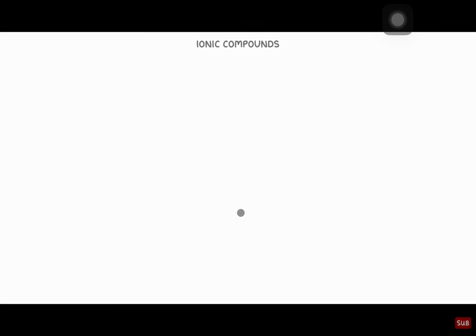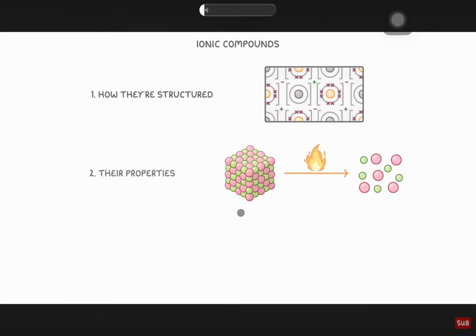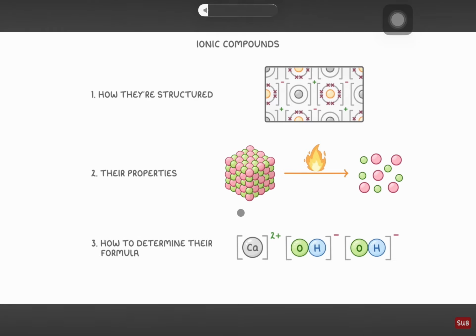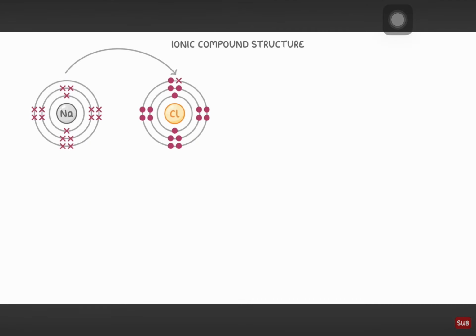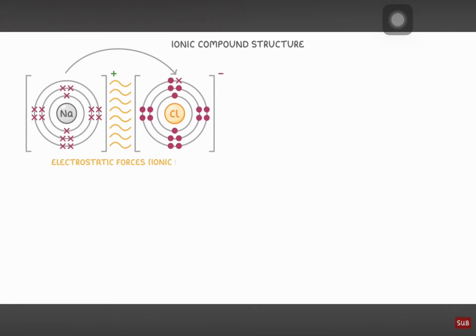compounds, with a focus on how they're structured, what their properties are, and how we can determine their formula. If you remember ionic bonding, it generally involves a metal atom, like sodium, transferring one or more electrons to a non-metal atom, like chlorine, to form two oppositely charged ions. And these two ions will then be attracted to each other by electrostatic forces, forming an ionic bond. And we call the entire thing an ionic compound.